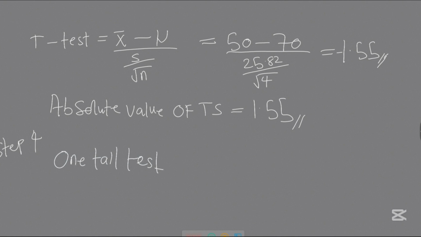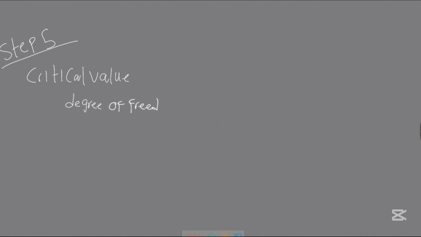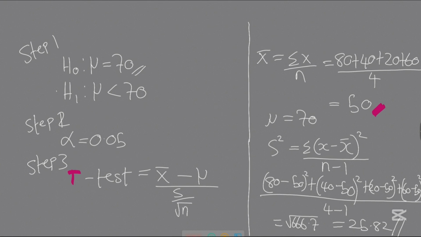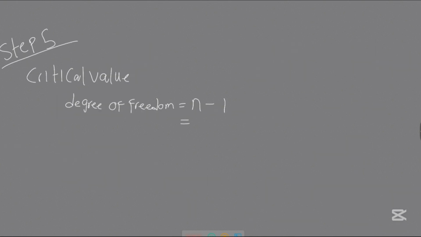Next, which is your step 5, you get your critical value. In this situation, you get your degree of freedom and your level of significance. Then after you get that, you look for it on your T table. To get our critical value, we find our degree of freedom. Remember, the formula for degree of freedom is n minus 1. From the question, we had our n to be 4. So that will be 4 minus 1, which gives you 3.